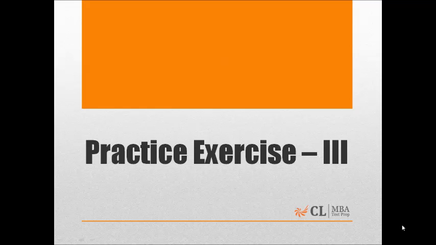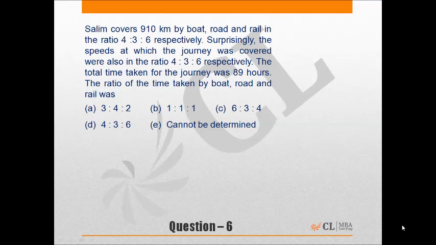with you. Question 6. Salim covers 910 kilometers by boat, road and rail in the ratio of 4:3:6 respectively. So we can find out how much of these 910 kilometers have been covered by boat, road and rail. Surprisingly, the speeds at which the journey was covered were also in the ratio of 4:3:6 respectively. The total time taken for the journey was 89 hours. The ratio of time taken by boat, road and rail was?